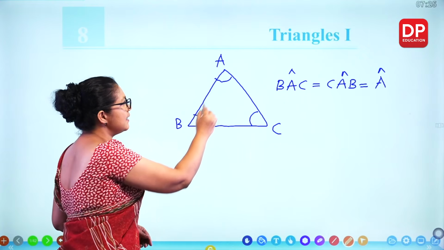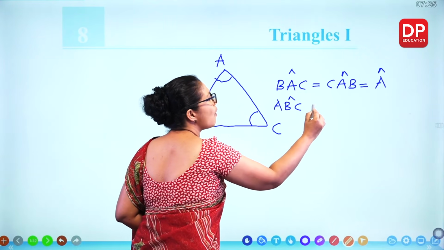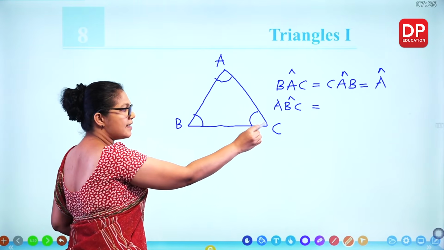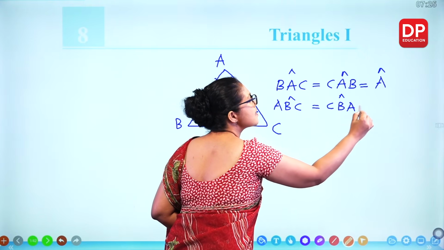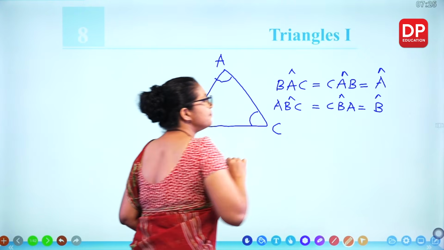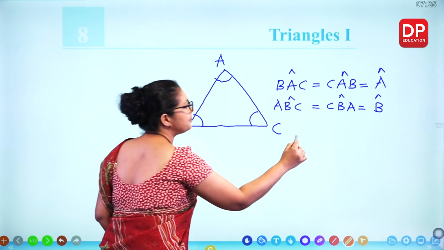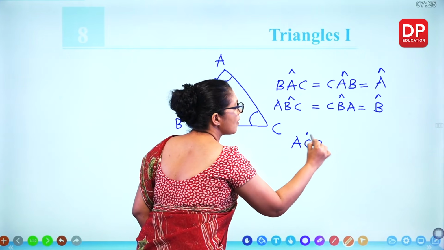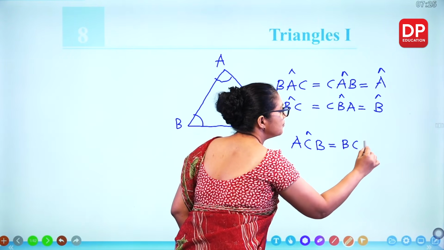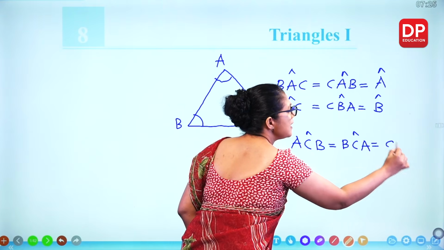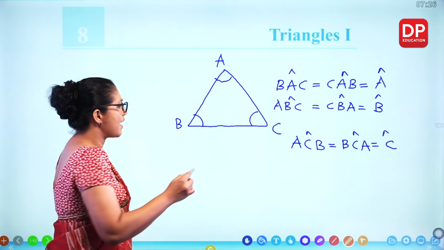What about this angle? I can write ABC, or how can I write? I can write the other way, CBA, or simply angle B. Now label the third angle, ACB, or I can write BCA. Simply angle C. So these angles are interior angles of a triangle.